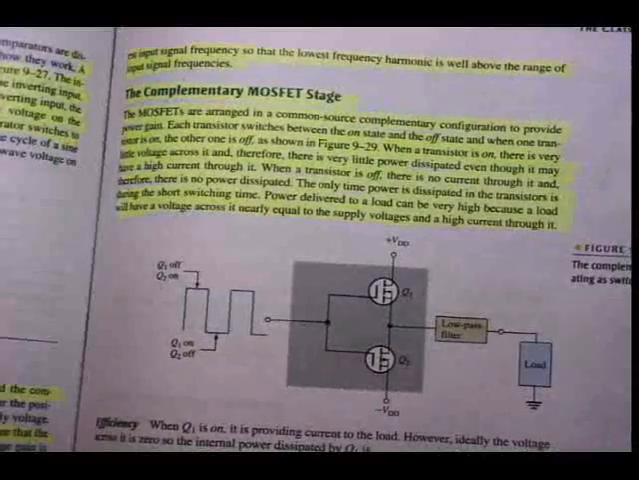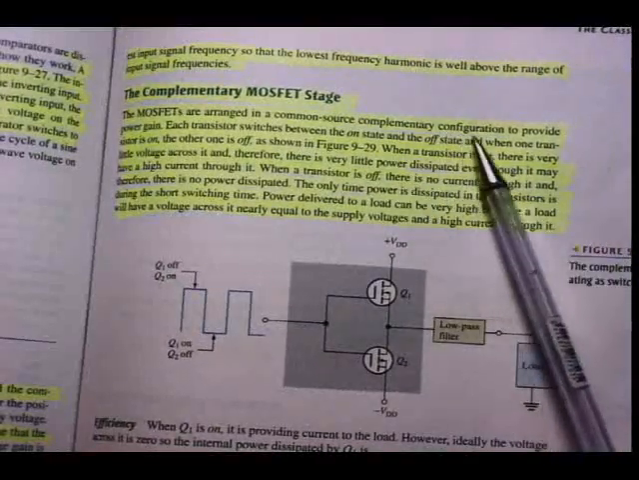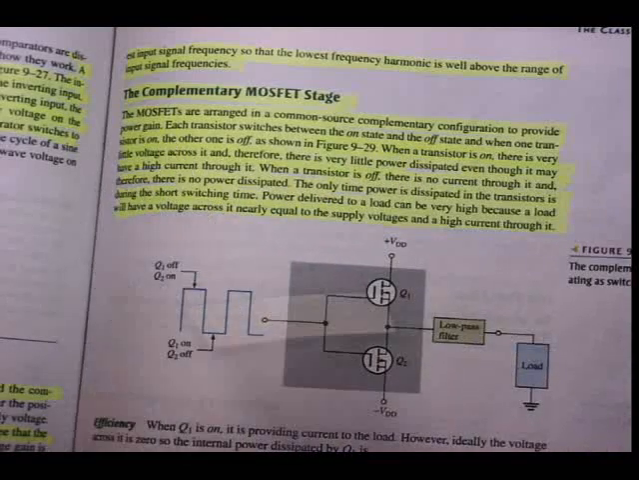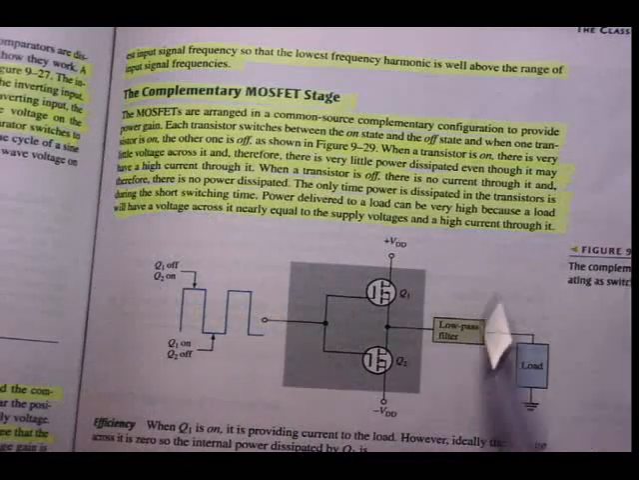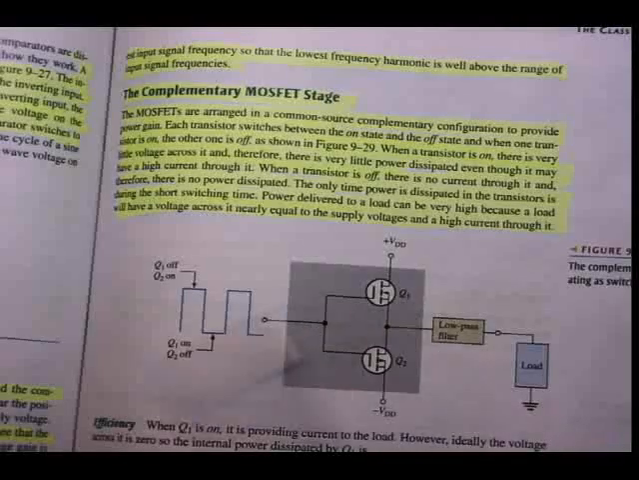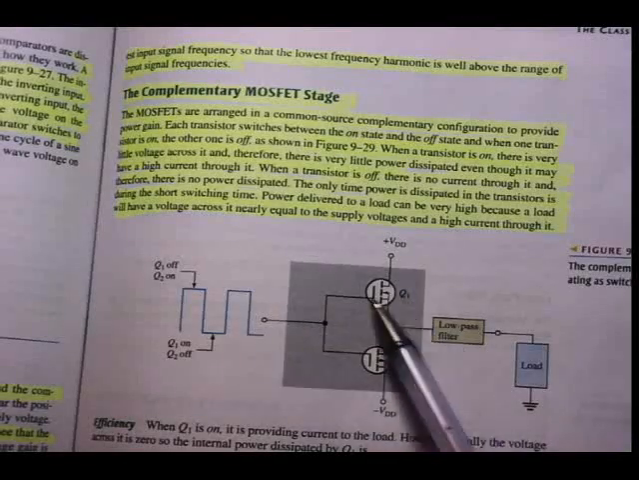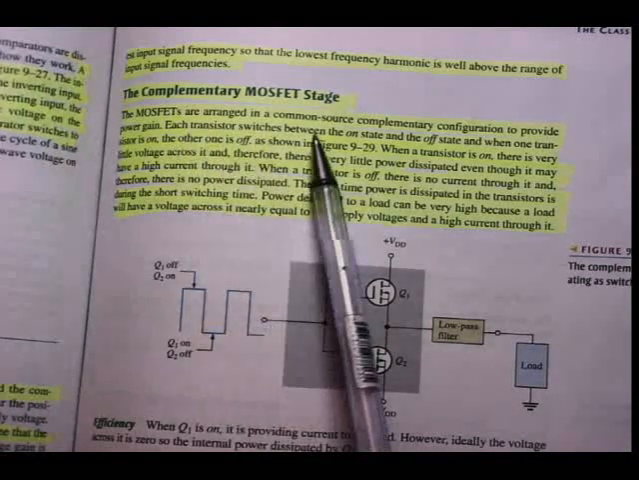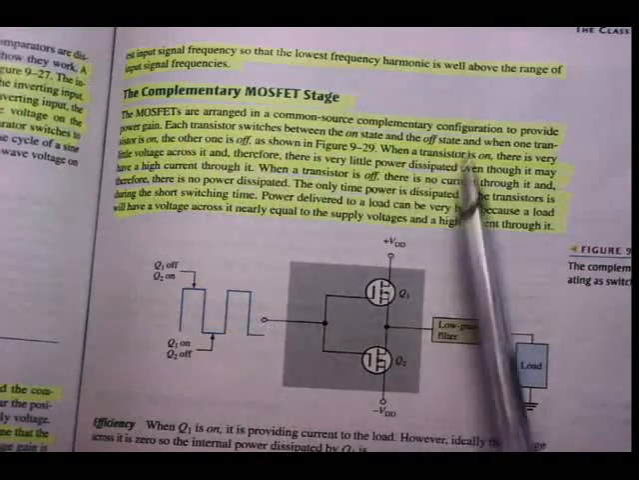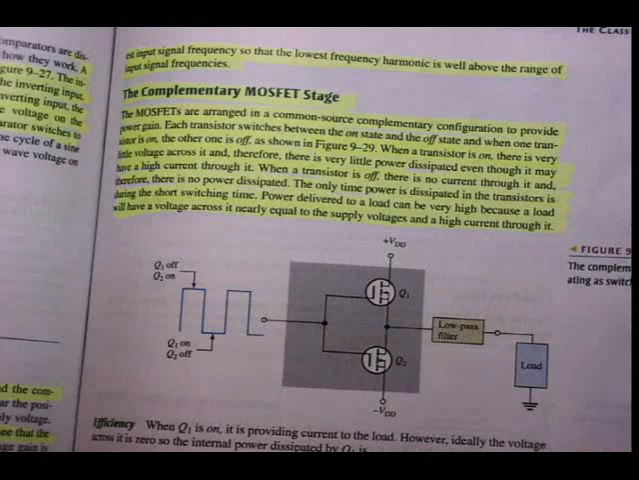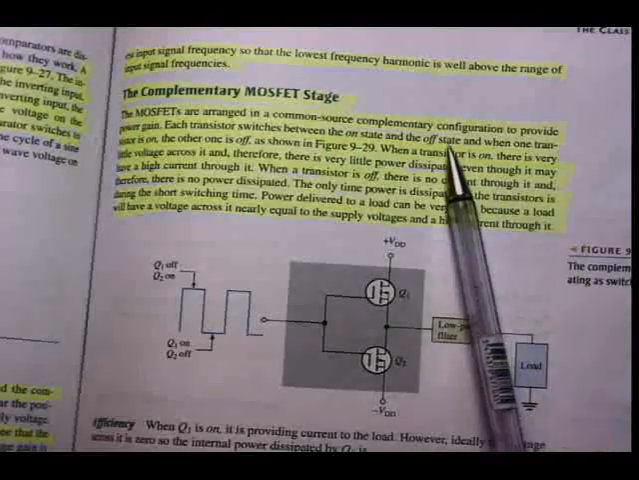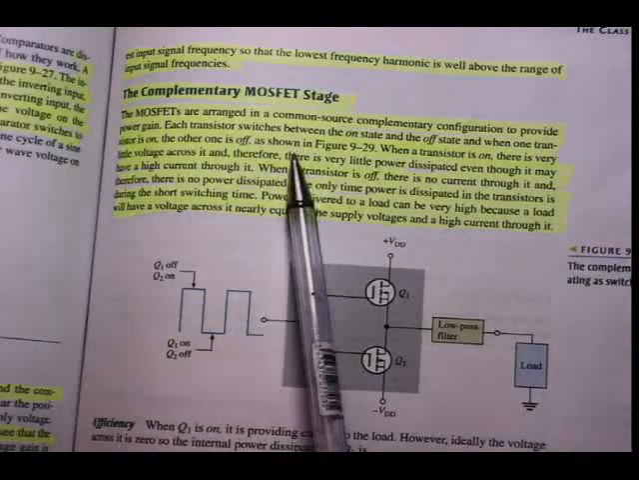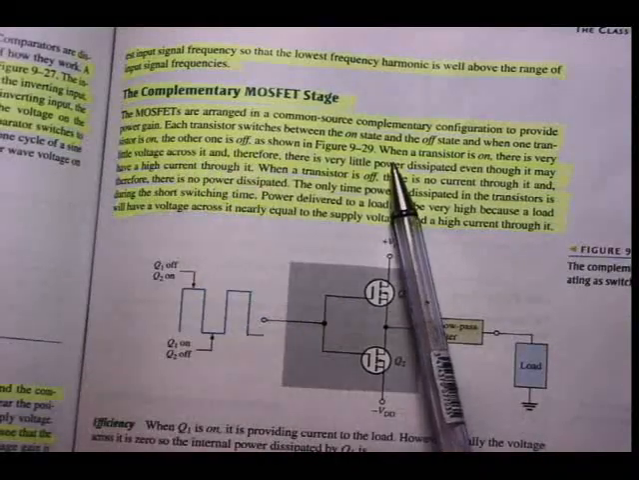The MOSFETs are arranged in a common source complementary configuration to provide power gain. We can see here in figure 9.29, common source configuration. Each transistor switches between the on state and the off state, as we have established already. It's either on or off. It's not operating linearly. And when one transistor is on, the other one is off, as shown in figure 9.29.